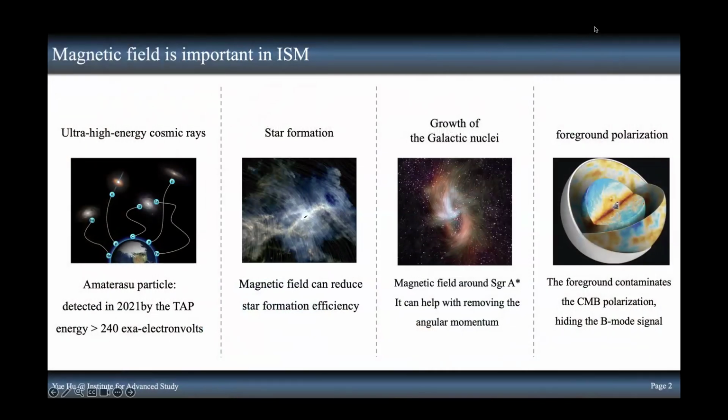So I think in this conference, we have talked a lot about the importance of magnetic fields in the ISM. A magnetic field is important in identifying the source of ultra high energy cosmic rays, and that requires knowledge of the large scale magnetic field. The magnetic field is also important in regulating star formation or the growth of galactic nuclei. And it's also important in modeling the foreground polarization, so we can detect the primordial gravitational wave signature.